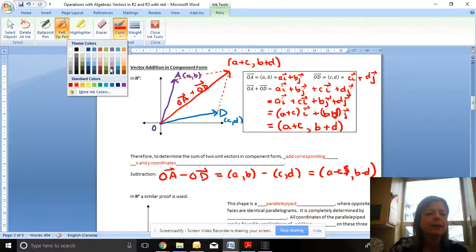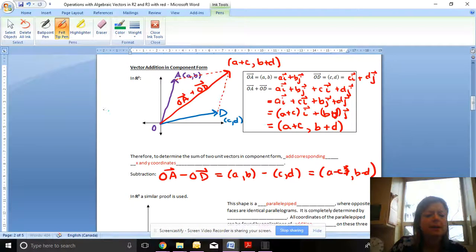Okay, so if you need to see an example of what I mean, basically I'm saying if you have the vector OA is (2, 3), and you're adding it to the vector OD, which is, I don't know, (5, 1), then OA plus OD would be 2 plus 5 is 7, 3 plus 1 is 4. So this is the resultant vector of the sum of these two vectors. And you can draw it out to see how that looks.